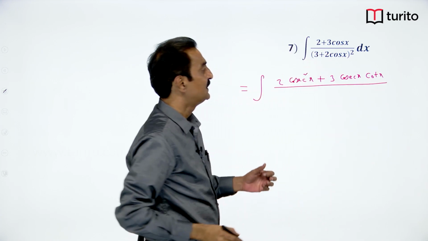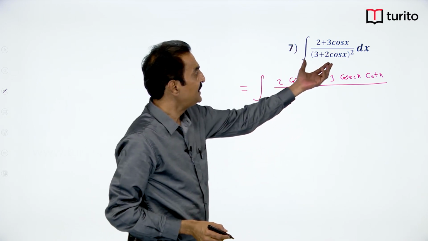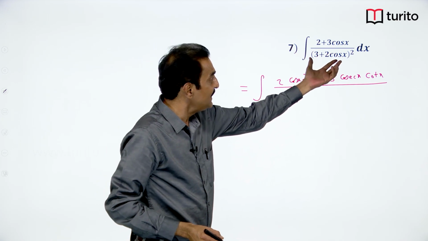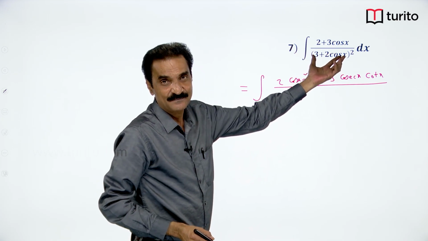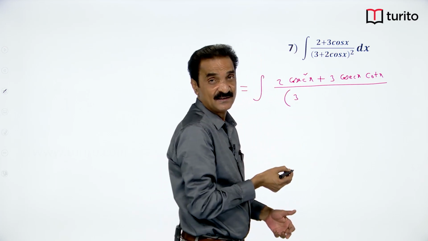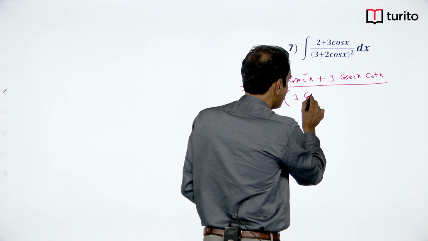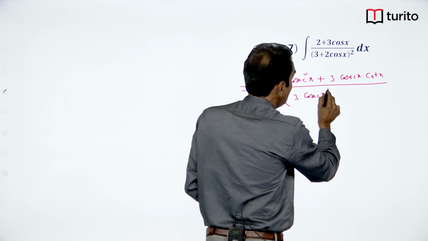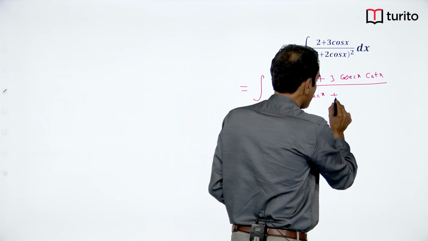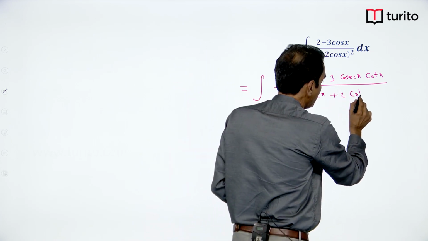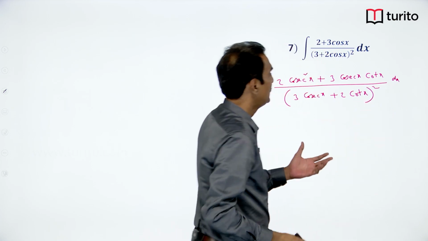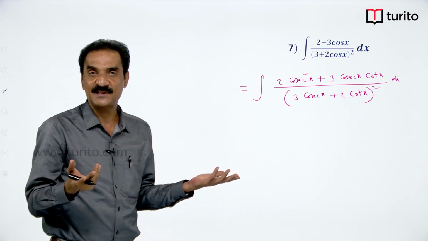Dividing the denominator by sin square x, inside the bracket you should divide by sin x. Then what will be the denominator now? 3 by sin x is 3 cosecant x and 2 cos x by sin x is 2 cot x, whole square dx. Now the substitution is very clear.